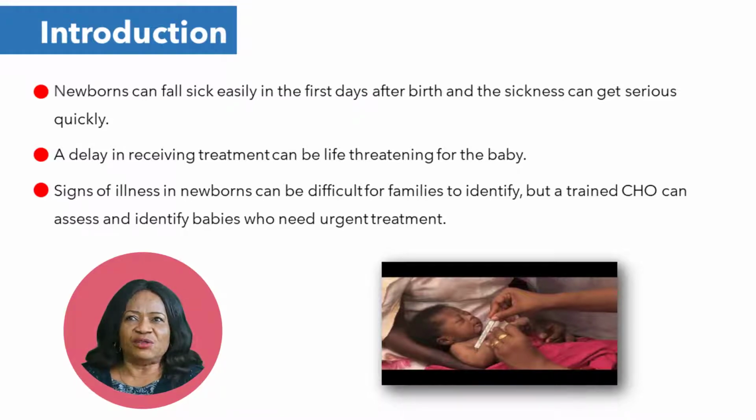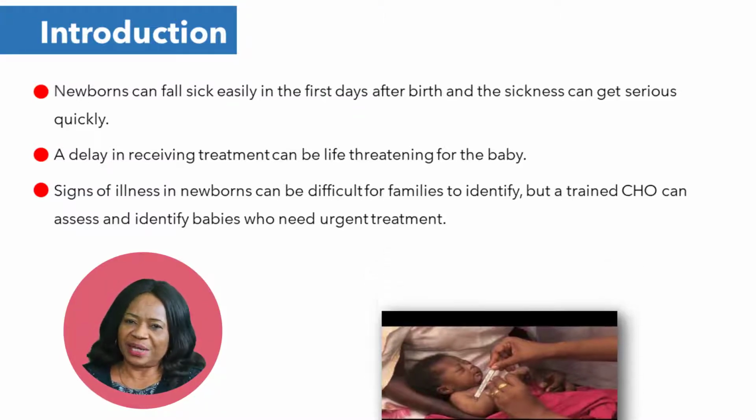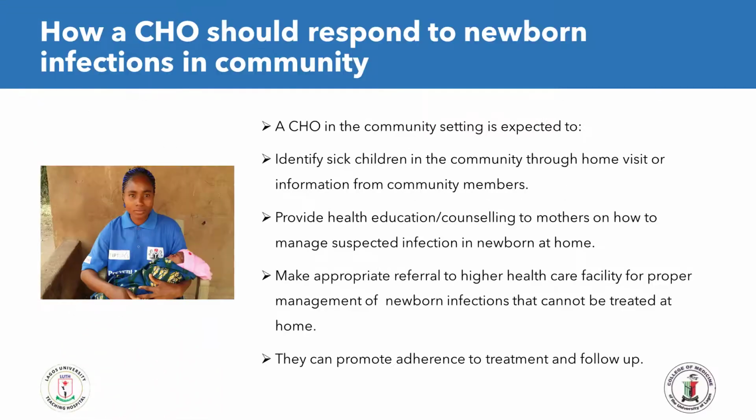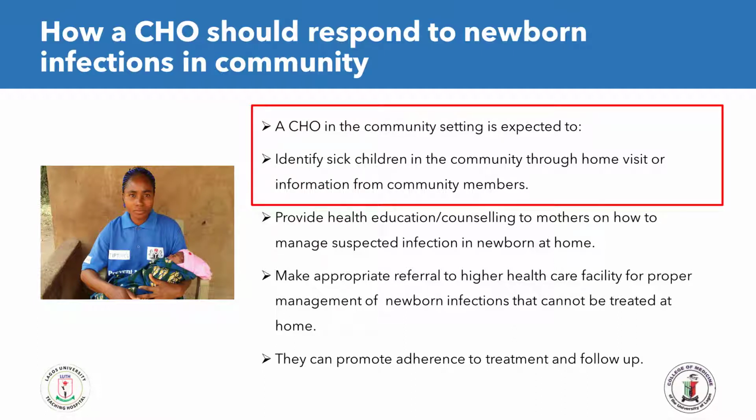So signs of illness in newborn can be difficult for families to identify, but a trained CHO can assess and identify babies who need urgent treatment. So how should a CHO respond to newborn infections in the community? A CHO in the community setting is expected to identify sick children in the community through home visits or information from the community members, like I also mentioned earlier on, during outreaches or follow-up visits.